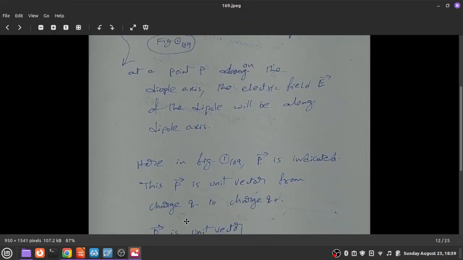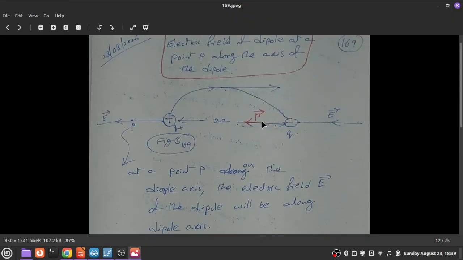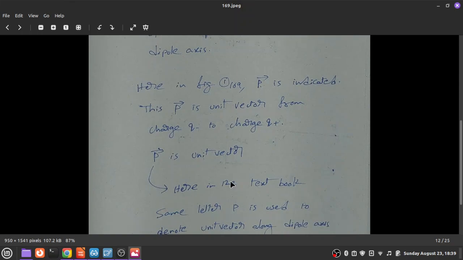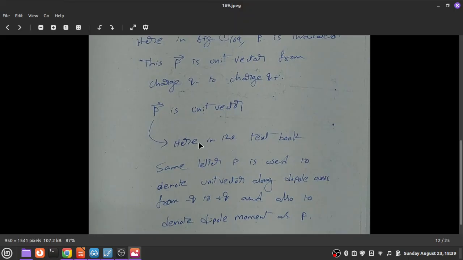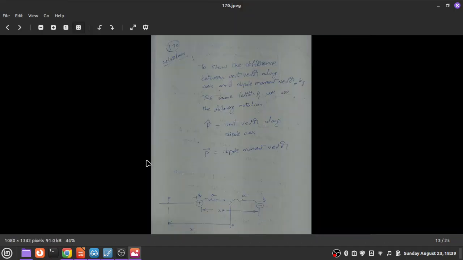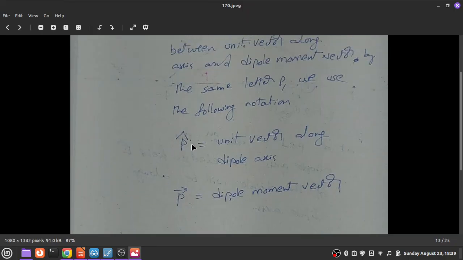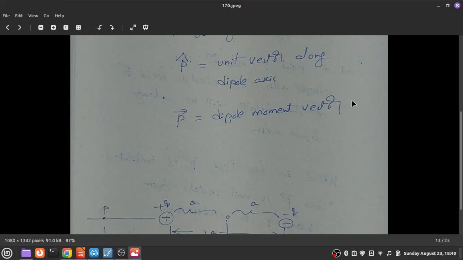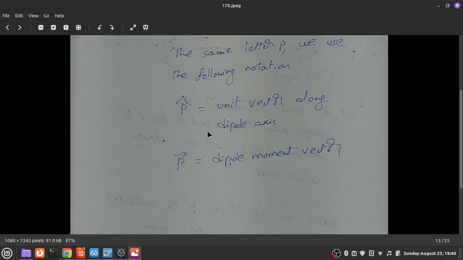Here, the p hat is indicated as a unit vector. A unit vector is shown because it is helpful for us, and that unit vector is shown from the negative charge to the positive charge. Unit vector means its magnitude is 1. Actually, the letter P has importance here. The same letter P is used to denote the unit vector and also the dipole moment. The dipole moment is a vector, and it is also indicated by the letter P. The unit vector is also indicated by P, so we will have confusion. To avoid such confusion, we are using different notations here: P hat and P bar. P hat means unit vector along the dipole axis. P bar means dipole moment vector. I am going to introduce the dipole moment vector later, but you can conveniently understand the unit vector along the dipole axis. But you have to remember that we are going to introduce P bar, the dipole moment vector, in the next coming pages.